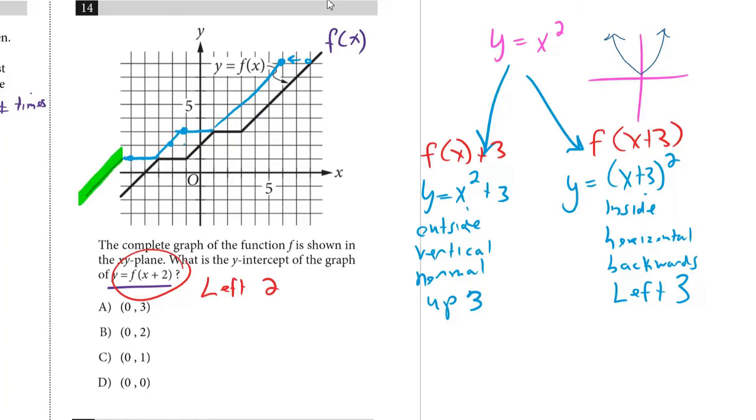So let's color it in and make it a little more pronounced here. And they're asking us, what's the y-intercept? Well, you can see that the function we just drew is hitting the y-axis right here. I'm marking one a little north of it, but it's right there. And that is the number 3. So our answer is A, 0, 3 for number 14.